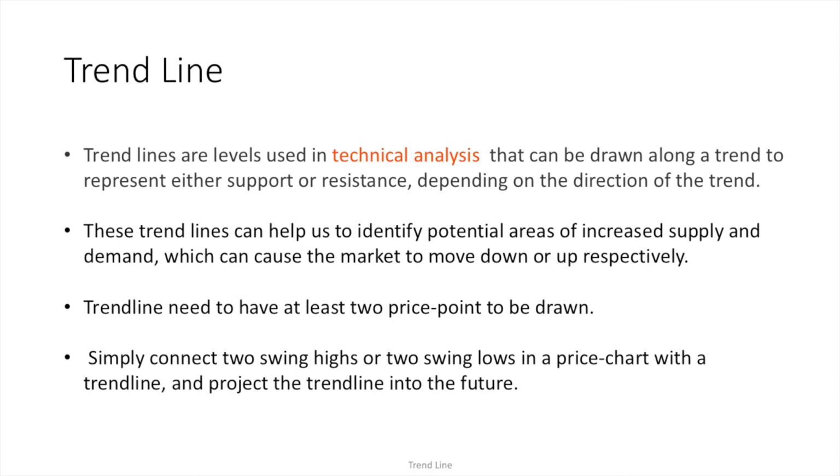A trend line needs at least 2 points to be drawn, like your support and resistance line. Simply connect these two swing highs or lows in a price chart with a trend line and project the trend line into the future to identify potential support and resistance on a chart. Like a horizontal line, we need only 2 points where we connect swing highs or swing lows in order to draw a trend line. Directly we will move to a chart and try to identify a trend line along with the trend.